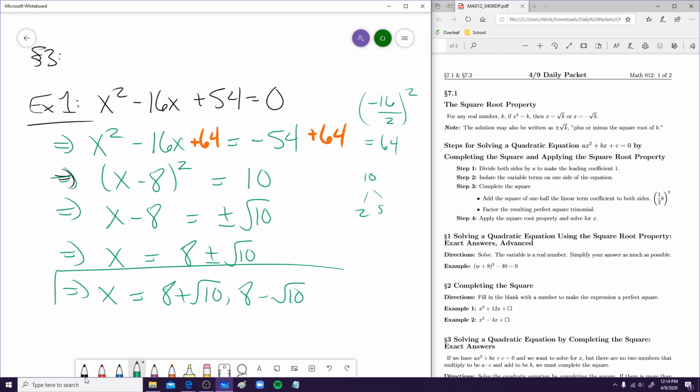So as you can see, this example is actually more simple than I made it. I just like to make my life difficult for some reason. And yeah, so this is how you correctly solve example 1 of section 3.